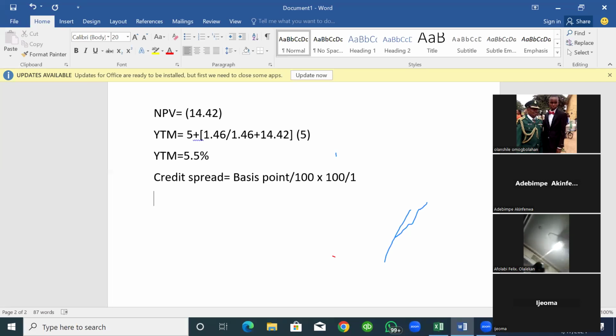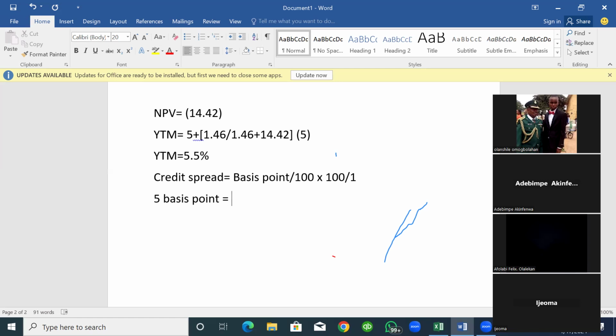Let me give you an example. Some lecturers will tell you, let me say 5 basis points now, so you understand what I'm saying better. They will say 5 basis points equals 5 divided by 100. Basis points is always in percentage. That's what they will tell you, that it's always in percentage.